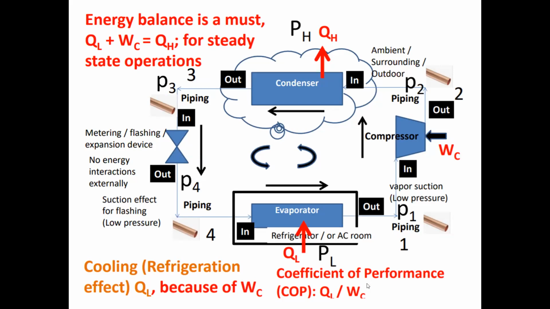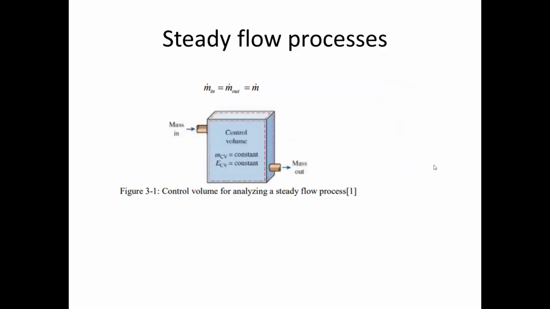So QL by WC is the real performance. We call this the coefficient of performance, not the efficiency, because even this value can be more than 1. Okay, so it's different, but it is something like efficiency. This is how the performance is measured in cooling systems. Okay, I hope you can understand this. Yeah.